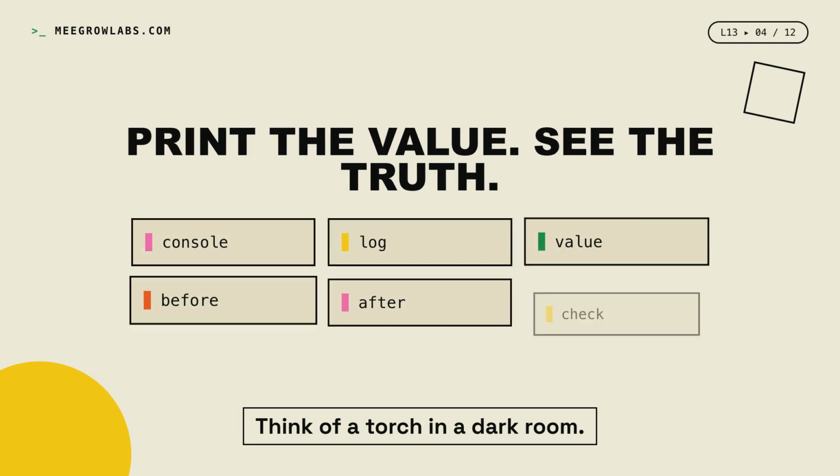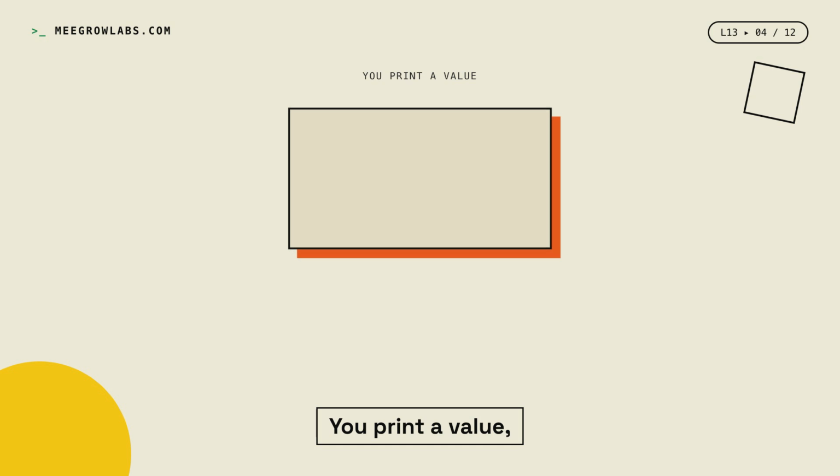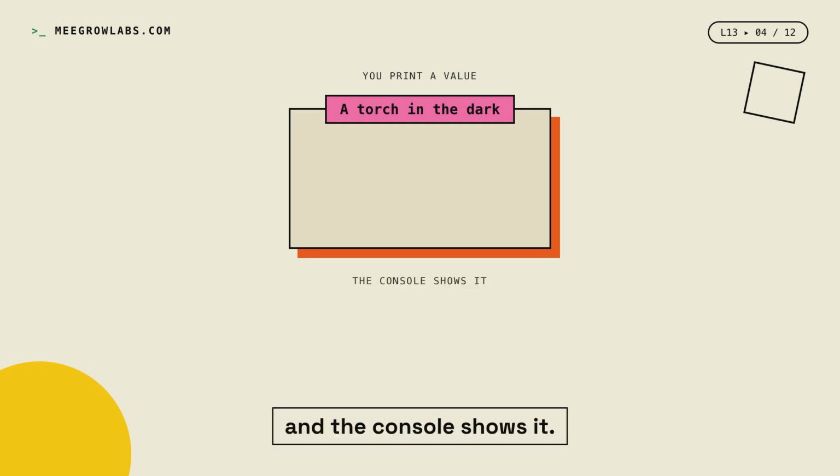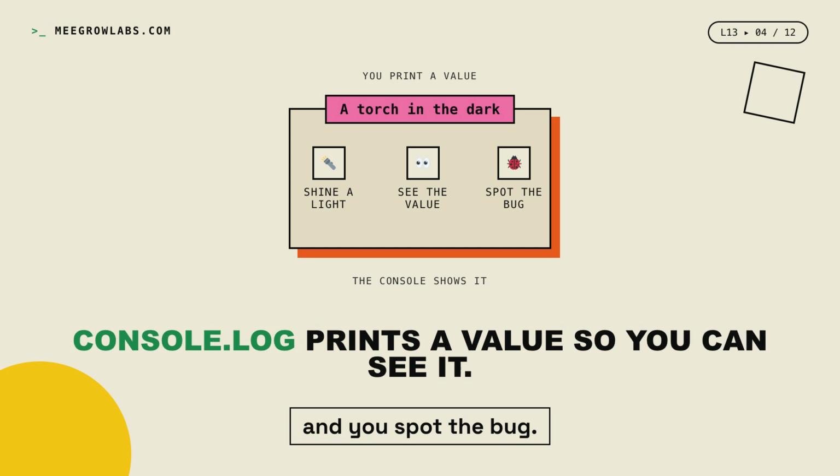Think of a torch in a dark room. You can't fix what you can't see. So you shine a light, you see what's really there, and the problem shows up. Console.log is that torch. You print a value, and the console shows it. Picture the variable hidden. You shine the light, you see the real value, and you spot the bug.